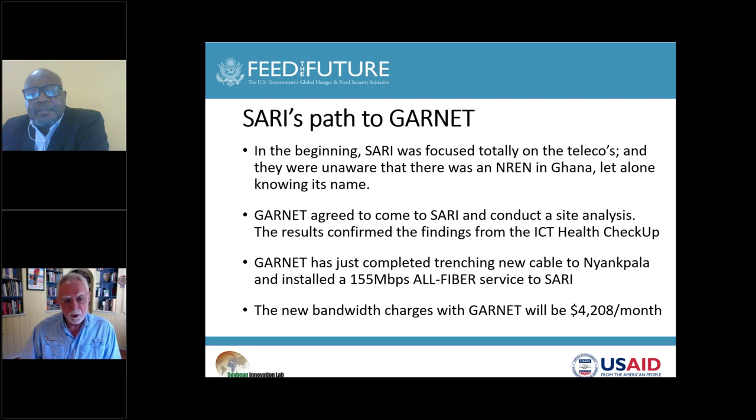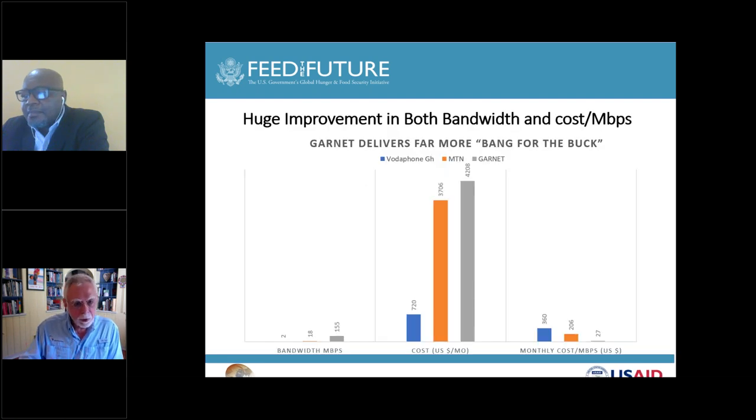Now here's the interesting part. The new bandwidth charges are going to be $4,208. Next slide, please. So when you put all this into a graph, they began with only two. They moved to 18 megs. Now they're at 155. We've talked in the middle about what the cost was per month.